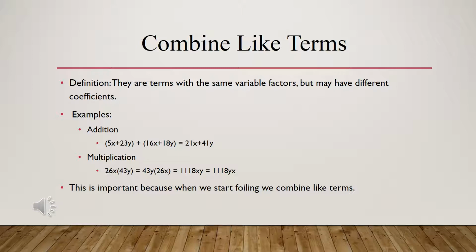We will first start off with combining like terms. The definition of combining like terms is that they are terms with the same variable factors but may have different coefficients. So if you see below, there are two examples of addition and multiplication. This is important because when we start foiling, we combine like terms.